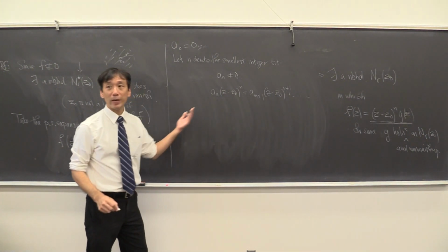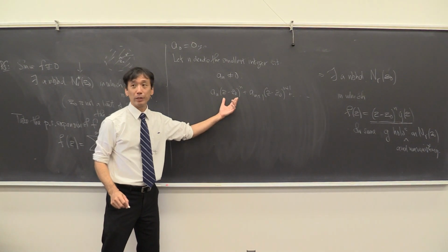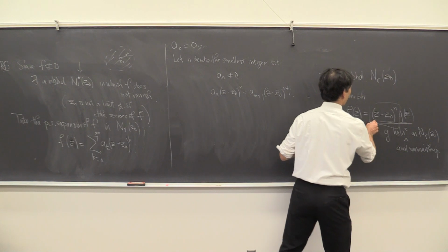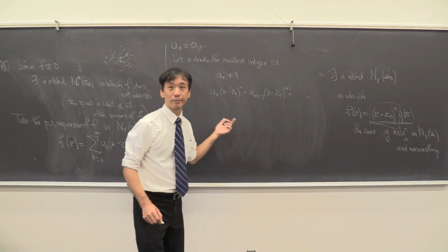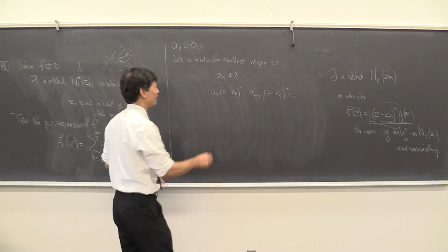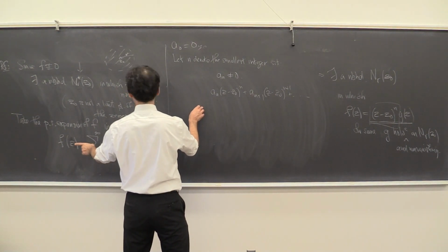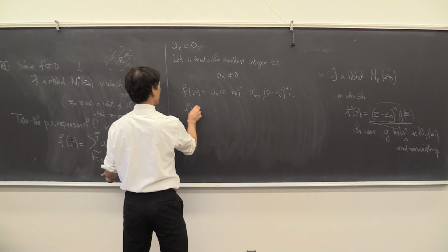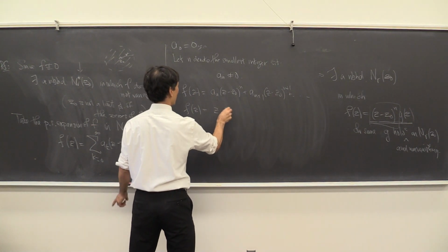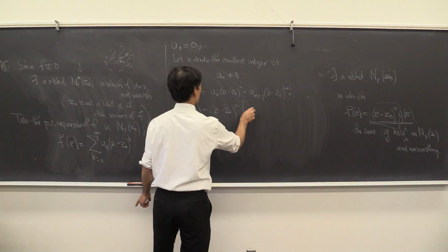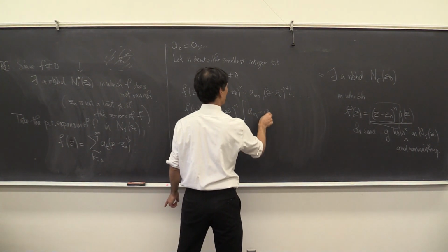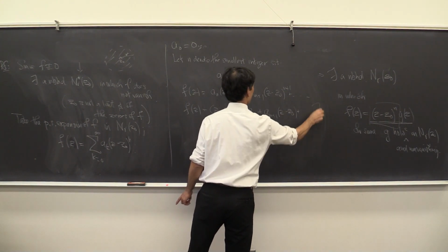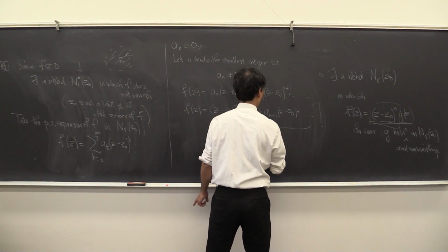You do the obvious thing: you factor the (z minus z naught) to the n out, and what's left over is g. That's basically it. So f of z can be written as (z minus z naught) to the n times (a sub n plus a sub n plus 1 times (z minus z naught) plus et cetera). We call this g.